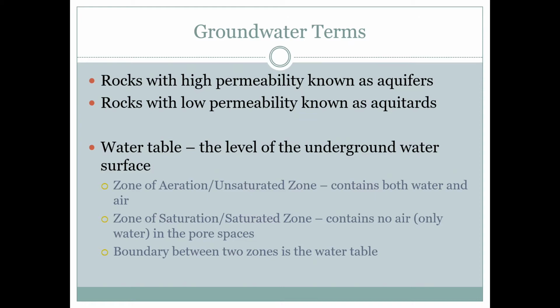If rocks have a high permeability, we call them aquifers. And if rocks have a low permeability, they don't transmit water very well, we call them aquitards.